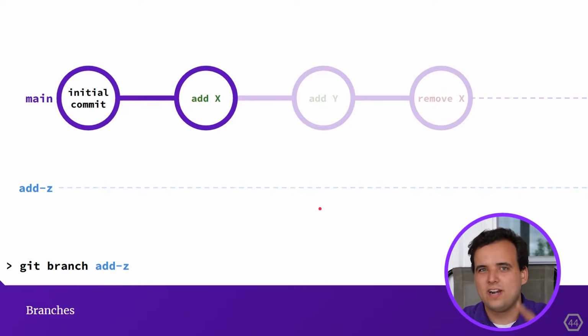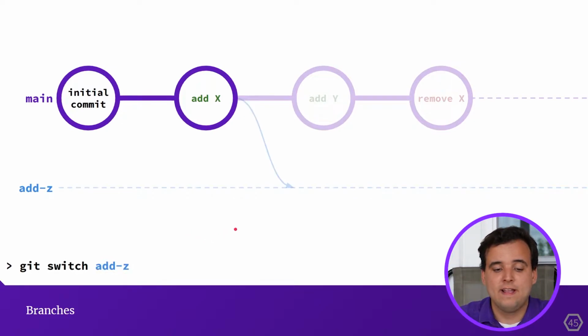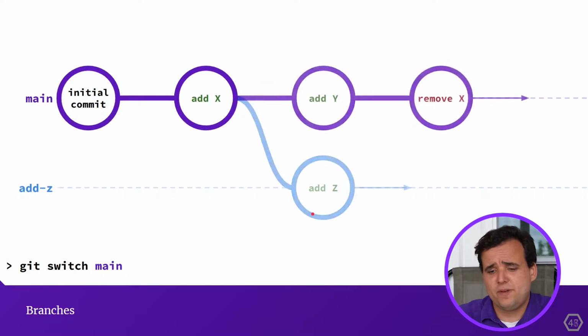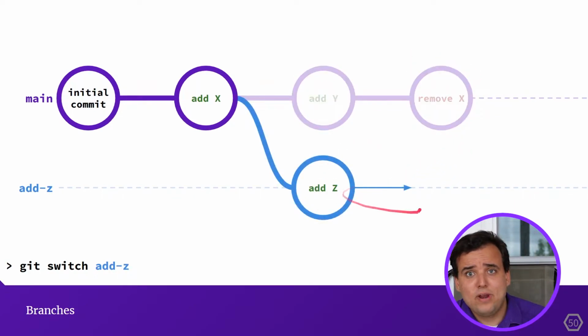To point our head to this new branch, we need to run git switch and then the name of the branch. And this is going to point us to that new branch. Now, the next commit that we make is going to go on the branch add z. Fantastic. Also, that git switch command is super helpful. You can jump back to the main branch, see what things look like here. Or you can jump back to the add z branch, see what things look like there. The power is limitless.